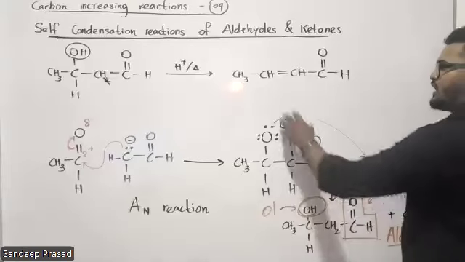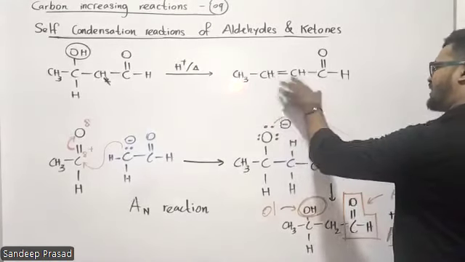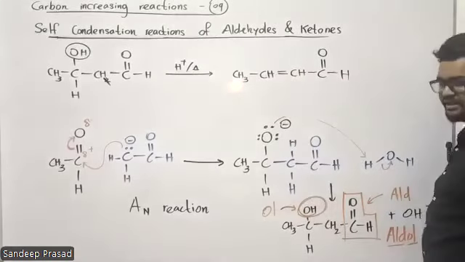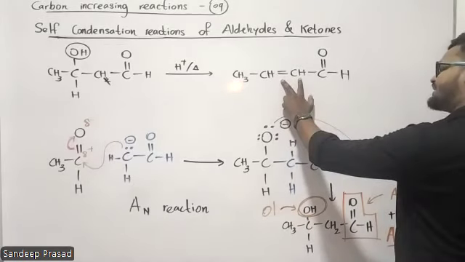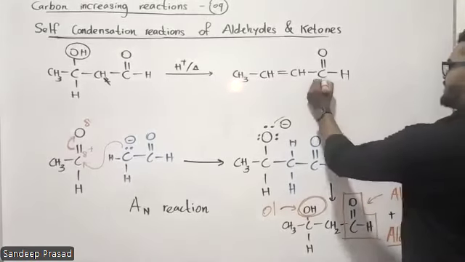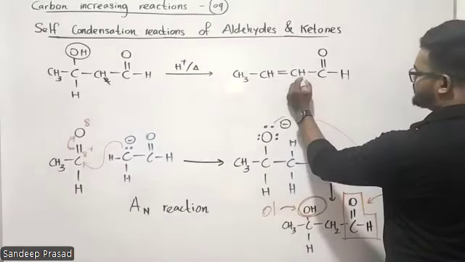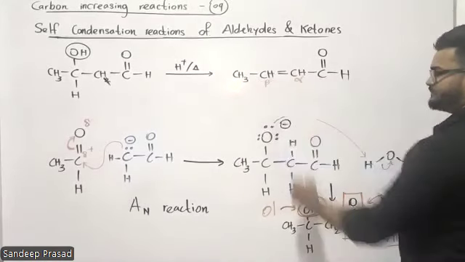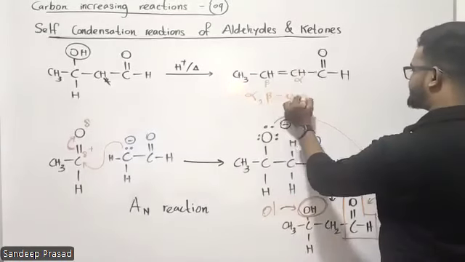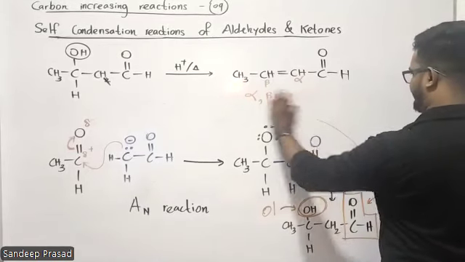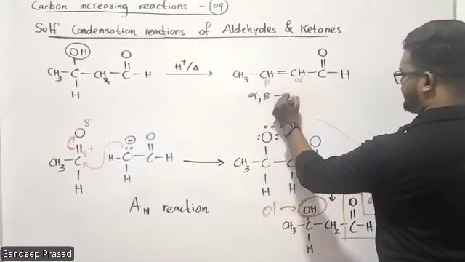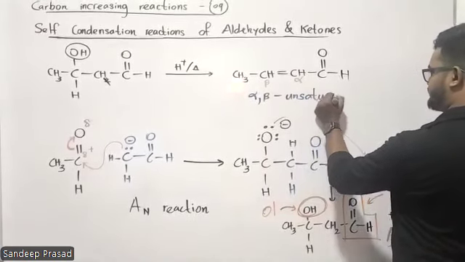Now look at the next product. After the dehydration, look at the product we have. This is also an aldehyde. But remember, this is actually an unsaturated aldehyde, because a carbon-carbon double bond is there. Remember, students, the nearest carbon atom to this carbonyl carbon is known as alpha. The next one is beta. Then this is considered alpha comma beta unsaturated.